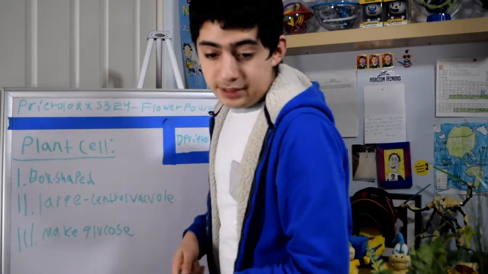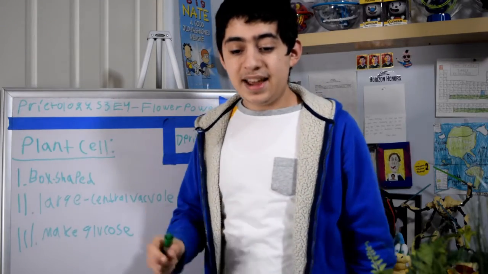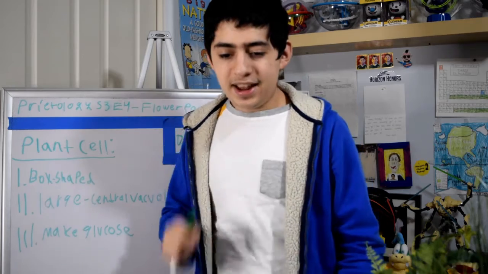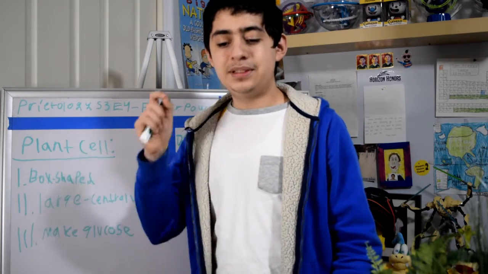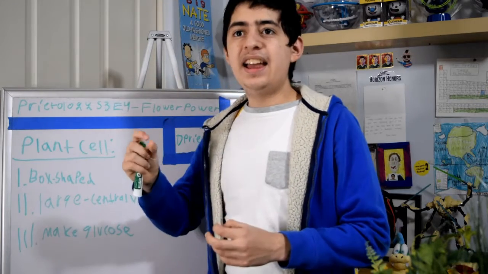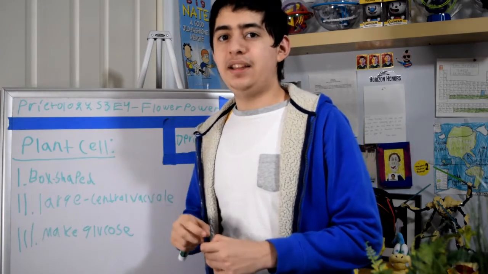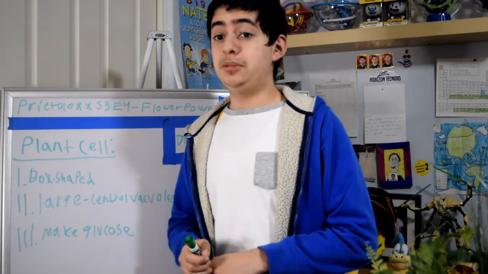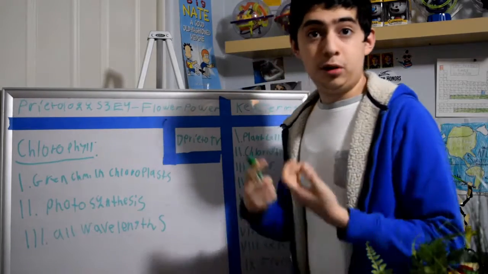Fun fact about plant cells, their average size is about 10 to 100 times 10 to the minus 6 meters. So that's like 10 millionths, I think, of a meter. That is incredibly small. Alright, term number 2, chlorophyll.